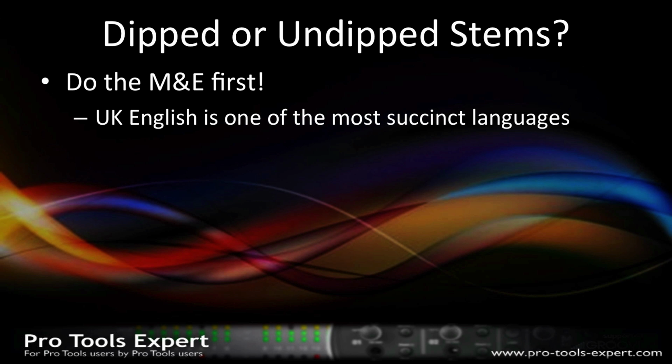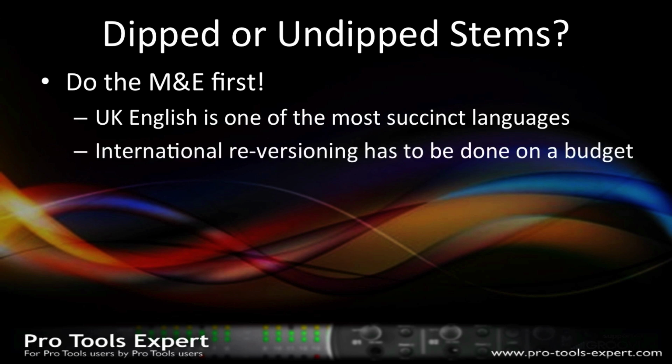Now, people tie themselves up too much in knots about this, and the important thing I think to remember here is that international reversioning has to be done on a budget, even more of a budget than everything else. So when you send a program off to Italy, you send a program off to France, they do not have time to sit there with separate dialogue, separate music, separate effects, separate voiceover, and remix the whole show.